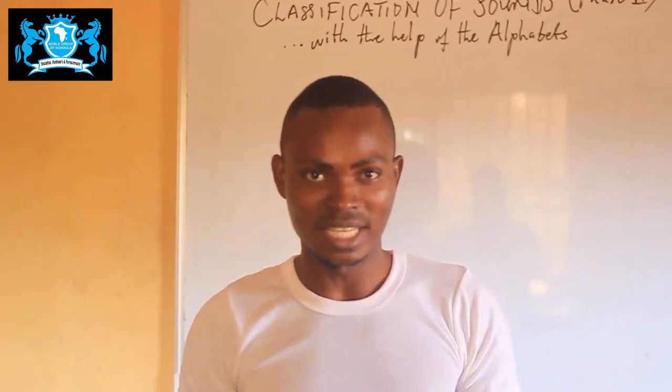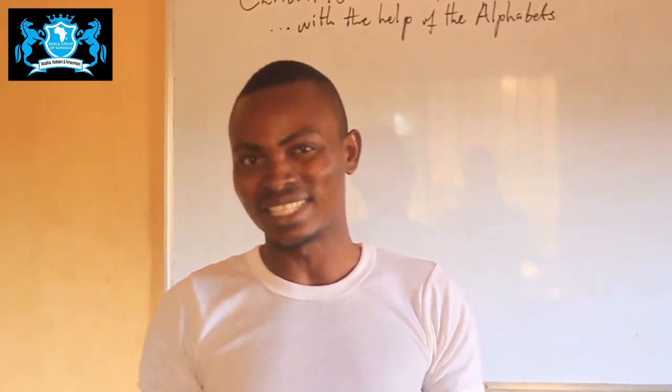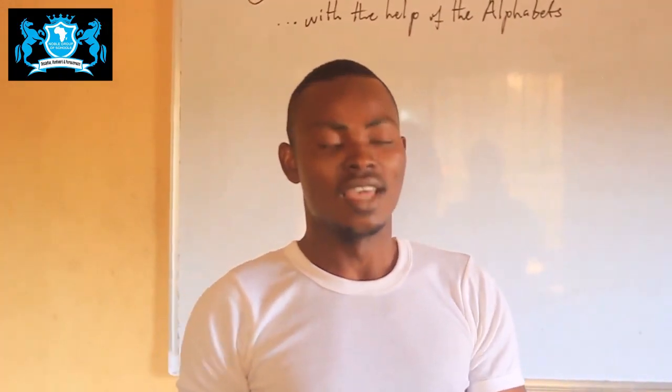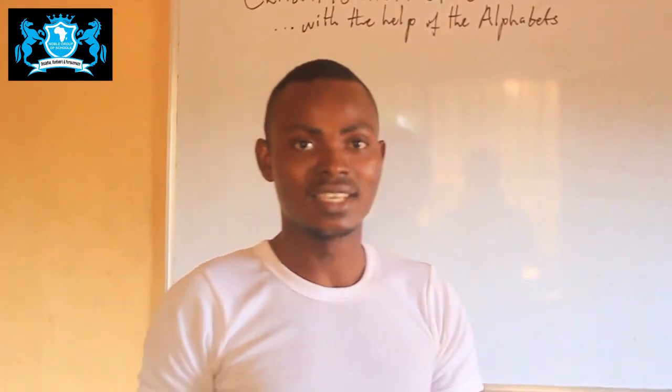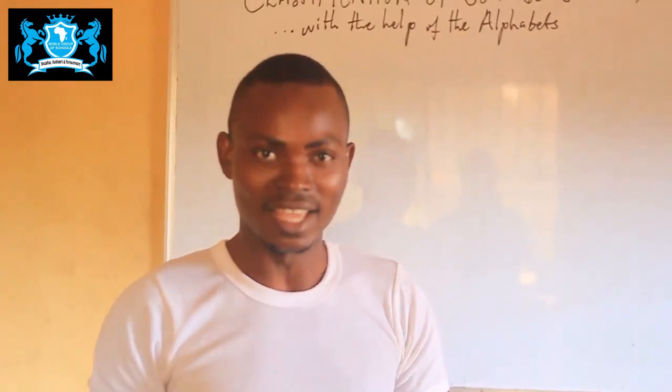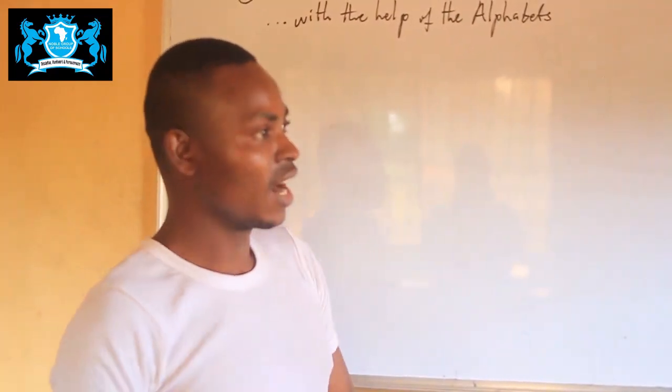Why is it very important that we use the alphabets to classify sounds according to their numbers? It's very important so that we'll be able to realize that all these sounds are not alien, but they are taken from the English alphabets.